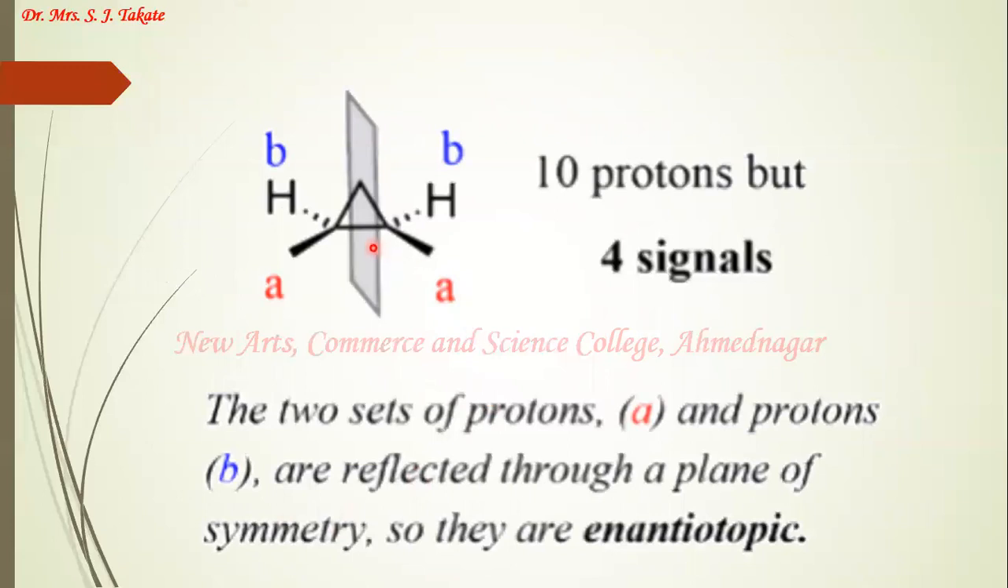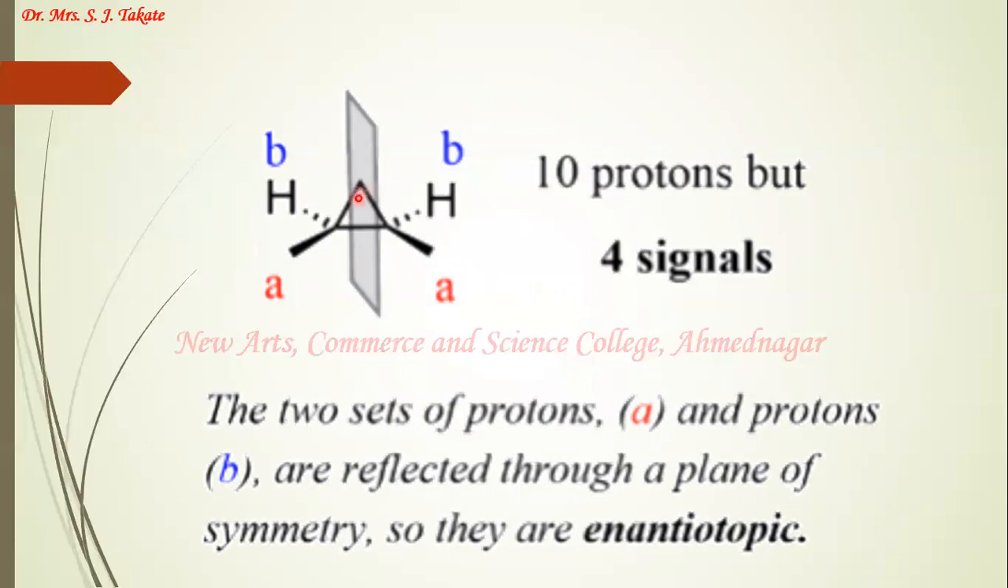Take this next example. How many total protons are there? The 2 methyl groups, 6 protons are there. These 2 methine protons, 8, and these 2 methylene protons, 10 protons are there. Even though there are 10 protons, you are going to have only 4 signals. There are only 4 sets of protons. How are there 4 sets of protons? This is 1. Then this is second, and the 2 methylene protons are different now.